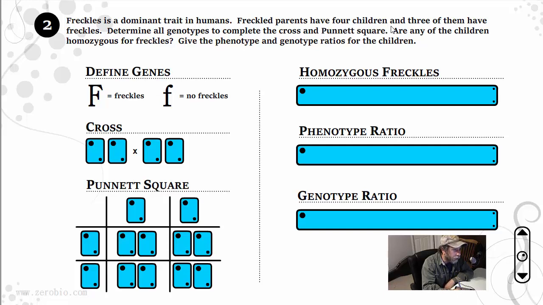We've got 4 children that they produce, and fortunately there are 4 in the Punnett square, so it makes it easier. 3 of them have freckles. Now that's the dominant trait, right? Non-freckled is the recessive.